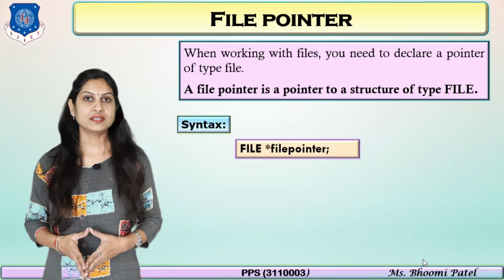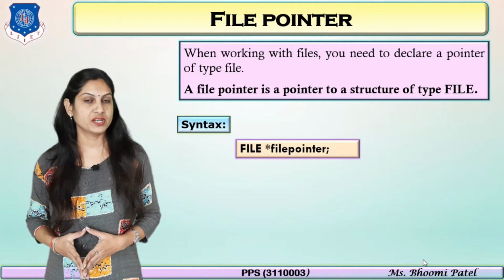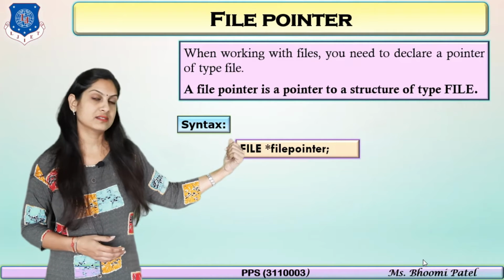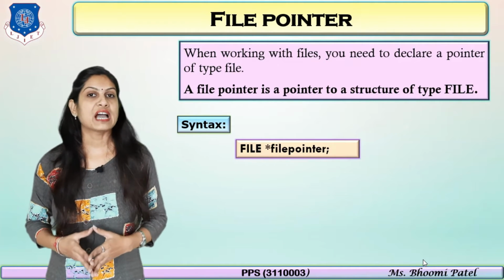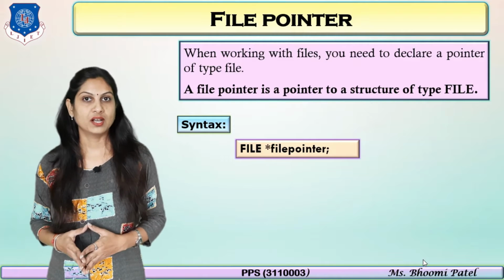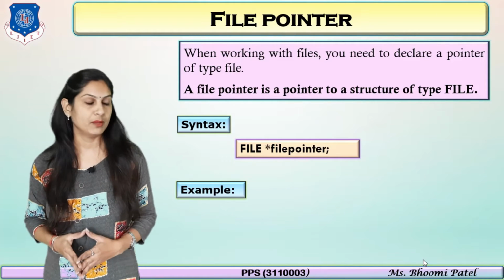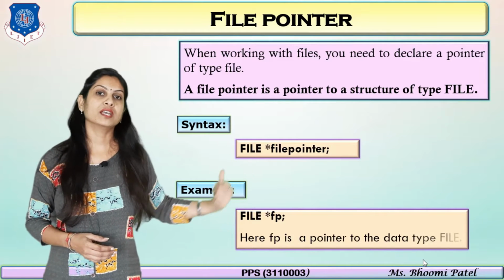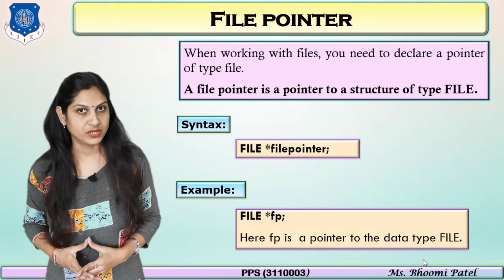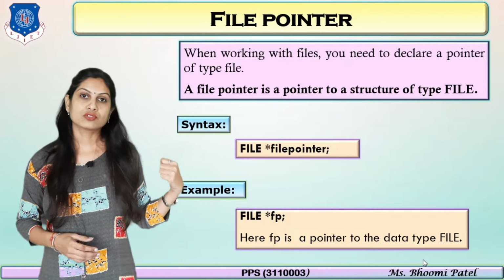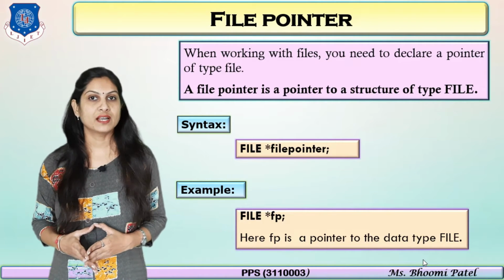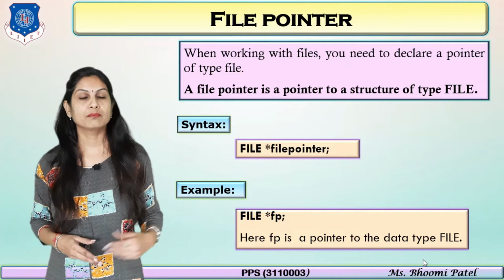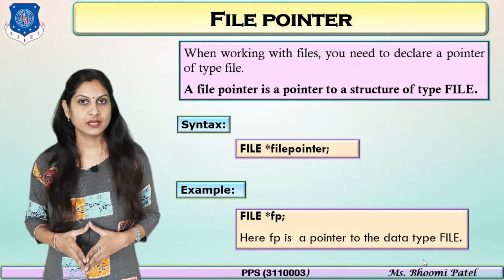Then follow the syntax for how we can use this pointer. First we write FILE in capital letters, then star and the file pointer. The star indicates that it is a pointer. Suppose I give the name, see in an example, FILE star fp. Here fp is nothing but our pointer of type FILE. FILE is a user defined data type, you can say, because it is not integer or float, but it is a file type, clear?